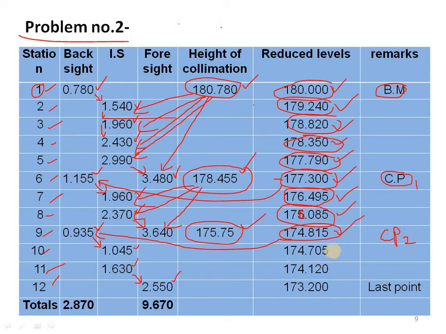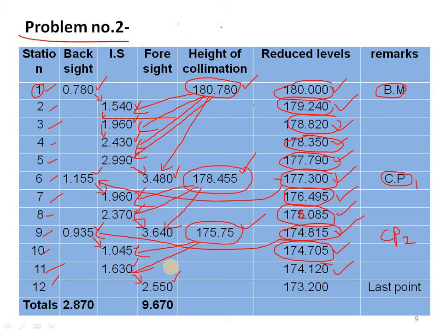And the next one, the RL of station 10. To get this one we have to do the height of the instrument of station 10 minus IS. That is 175.75 minus 1.045. How much will you get? That answer is 174.705. Again, if you want to get the RL of station 11, we have to do from this only, 174.75 minus 1.630.